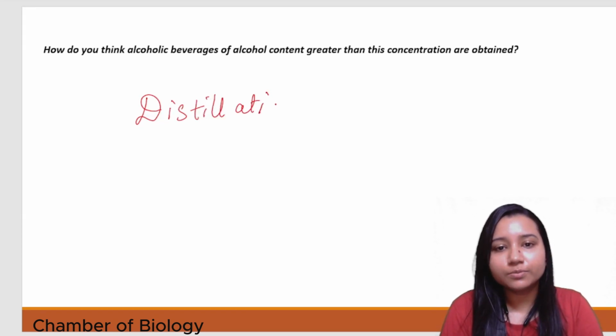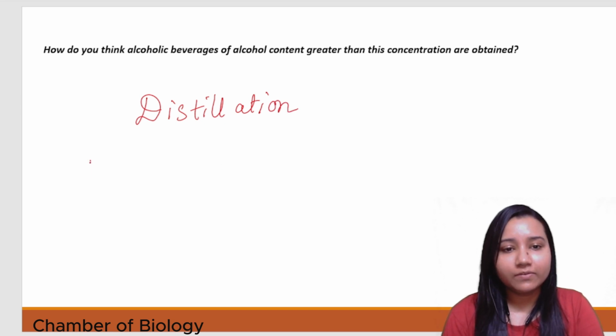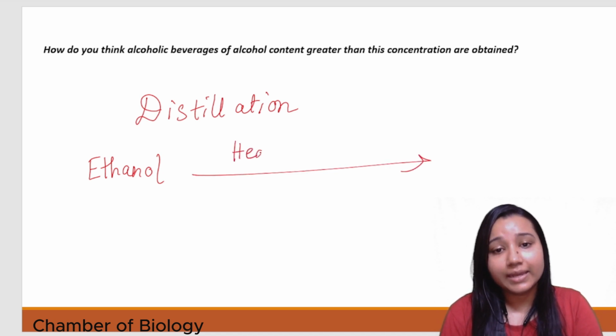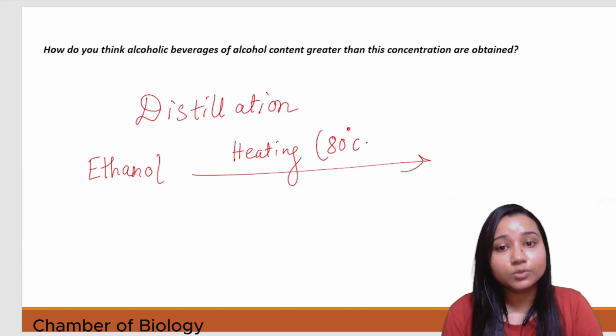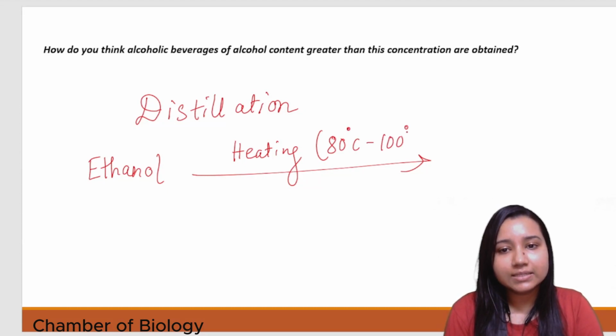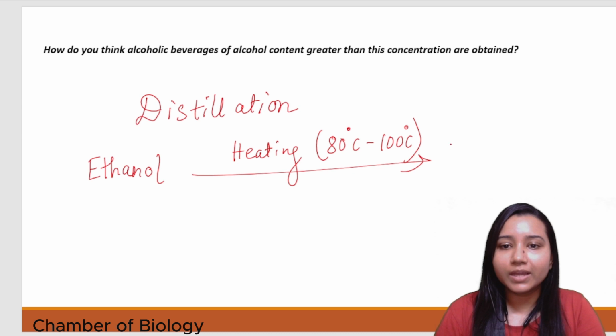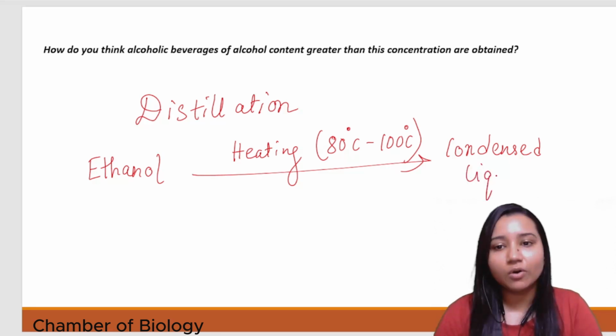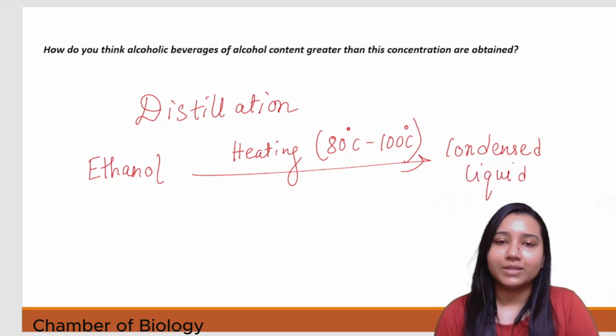In the distillation process, what are we doing? Let's say we are taking ethanol and we are going to heat it. Heating will be done at a temperature of about 80 to 100 degrees Celsius. And when we do that, we will get a condensed liquid, and this condensed liquid has a higher percentage of alcohol as well.